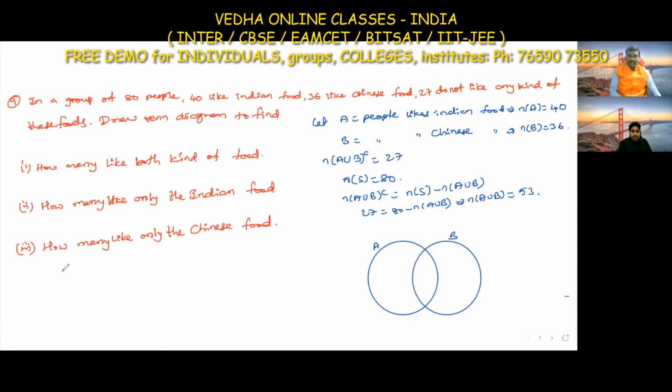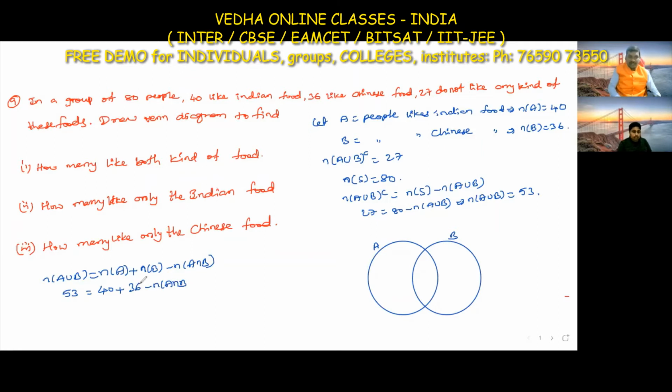Here we have the formula: N of A union B is equal to N of A plus N of B minus N of A intersection B. N of A union B, just now we got, is 53, either likes Indian food or Chinese food. Who likes Indian food? 40 people. B is Chinese food, 36 are there. Minus N of A intersection B.